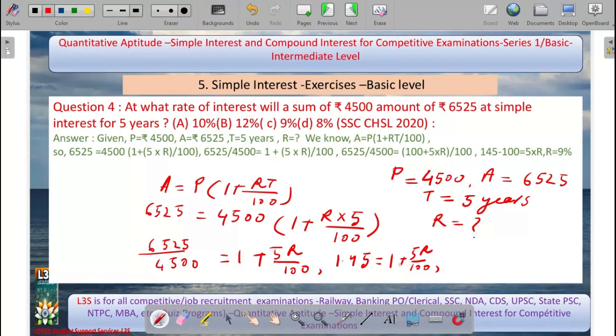So 1.45 minus 1 is equal to 0.45, into 100 is equal to 5R. So 0.45 into 100 will be equal to 45. 45 is equal to 5R. So R will be equal to 45 by 5. That will be 9. So the answer will be 9%. So option C, 9% will be the right answer.